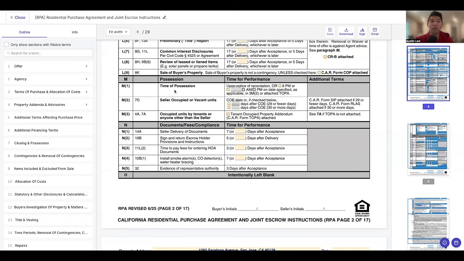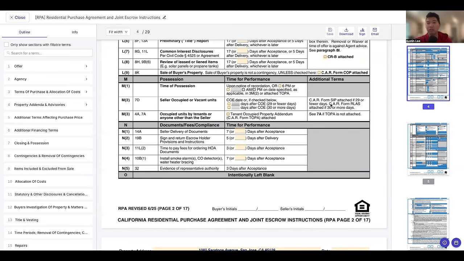Okay, so M1 here is time of possession. This is pretty much when you'll actually officially get the property. This next section is seller occupied or vacant unit. This happens if the seller is going to still remain in the property after you buy the property, so you just want to mark that down. If it's under 29 days, it really shouldn't be an issue. But if it's over 30 days, it becomes an issue where this person becomes a tenant because it's your property. So this is something that you need to sort through.